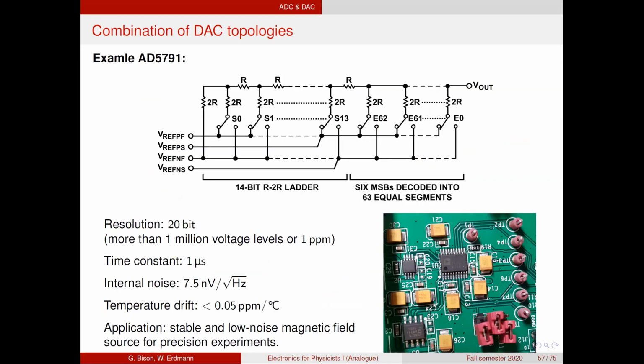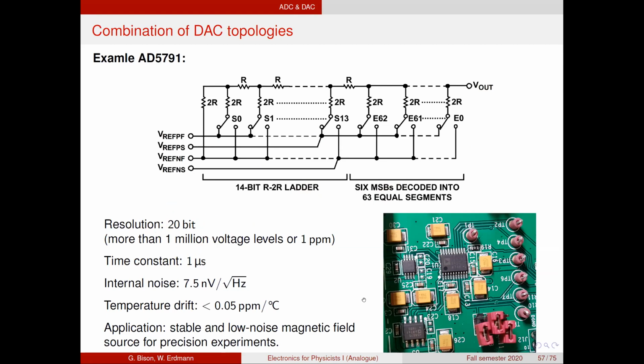This is, of course, used in many systems. One particular DAC that I work with combines it with other topologies. So it has a 14-bit R2R ladder. So that's the part we just discussed. And then the last 6 bits are directly decoded. And with this together, you get 20-bit resolution.